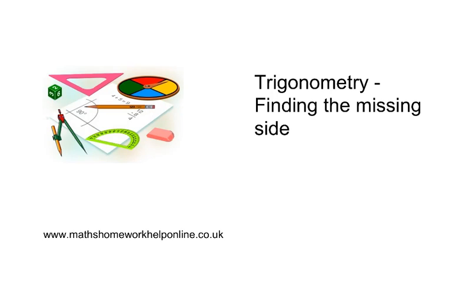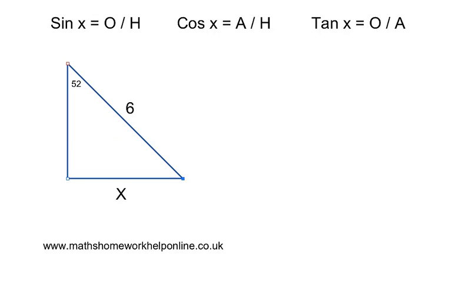In this video I'm going to look at finding the missing side using trigonometry. So we would use trigonometry if you've got a right angle triangle and you know at least one angle and one length and you want to find one of the other lengths.